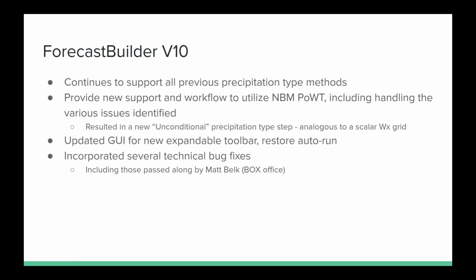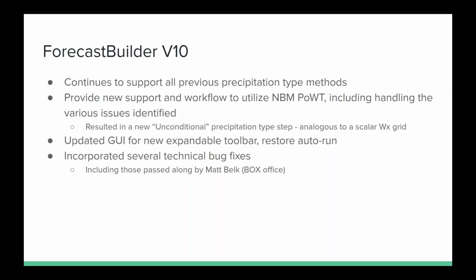And we're going to talk about that now. So in version 10, we have support again for all the previous precipitation type methods. We have new support here in the workflow to utilize the NBM PoWT, including solutions to handle the various issues identified. One of them, which came out of the Southern Region NBM PoWT test bed, is having an unconditional precipitation type step. This is analogous to a scalar weather grid, and I'll show you that coming up.